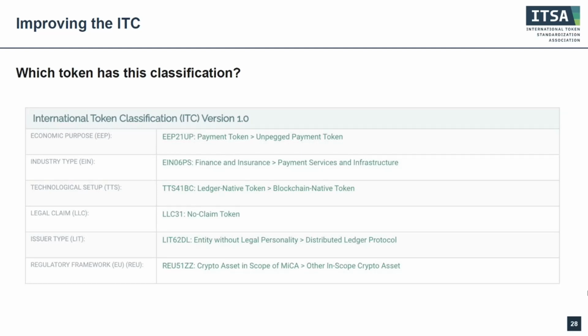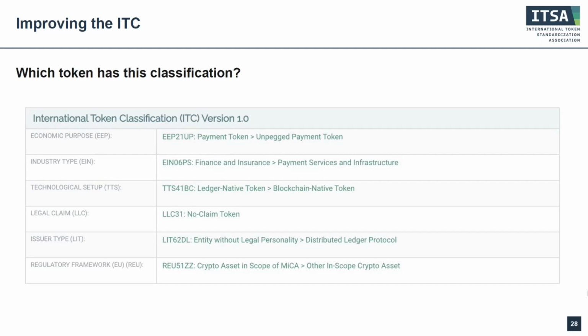So we have a full classification of a token here. You can see it's an unpegged payment token. The industry type is payment services and infrastructure. It's a blockchain native token. There's no legal entity behind it. It's a distributed ledger protocol with no claim, and it's in scope of MiCA.